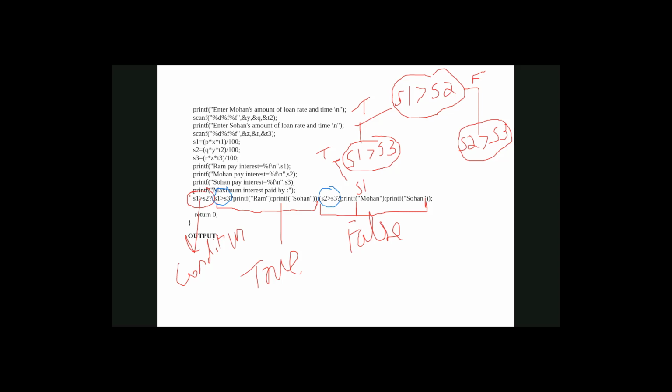And if this condition, S1 greater than S3, is false, it means S2 is greater. And also I am saying S2 is greater than S3. So it means S2 will be greater. Okay. Understand this? Do you understand this program?